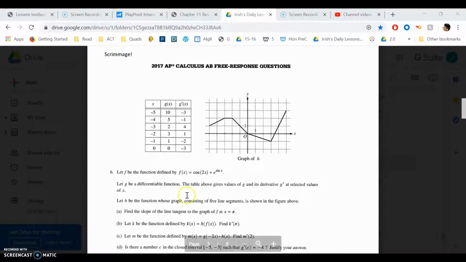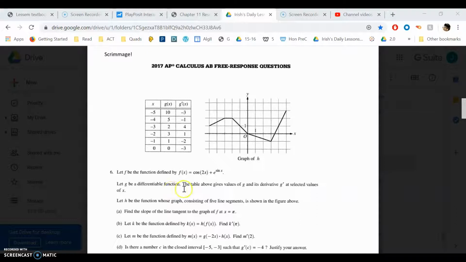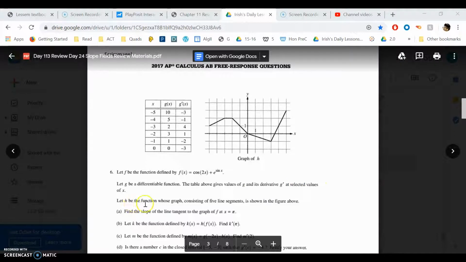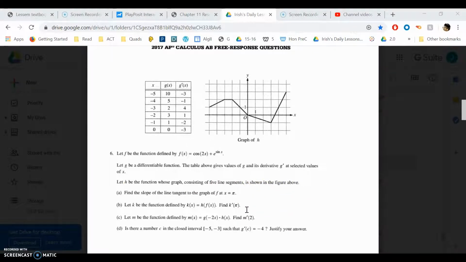Nice job. Okay, so we got this table with G and G prime, then we got H right here, and then we got F. So we have three functions: G, H, and F. G is differentiable, and the table gives the values of G and its derivative G prime at selected values. And H is the function whose graph, consisting of 5 line segments, is shown in the figure above. Then you got A, B, C, D, so you got 4 parts to this. Let's see if you can do it. Unpause it. See if I can do it now.